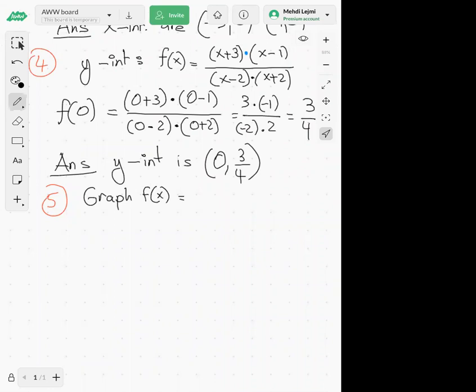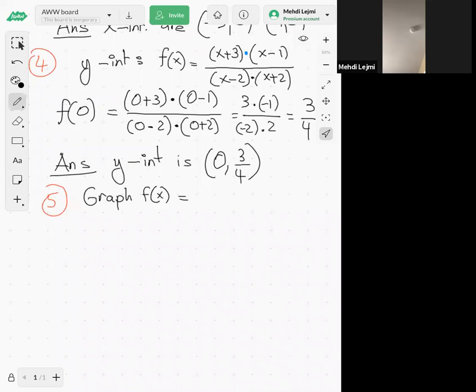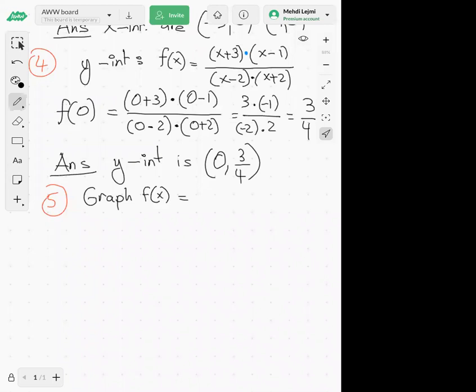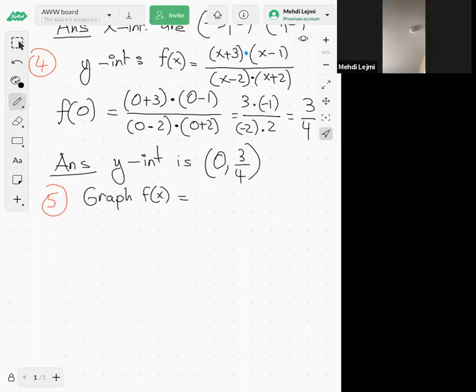Wait, if it's 3 times -1, wouldn't it be -3? Yeah, but the denominator is also negative, so it's positive. Oh, I didn't even notice that. All right. Sure.